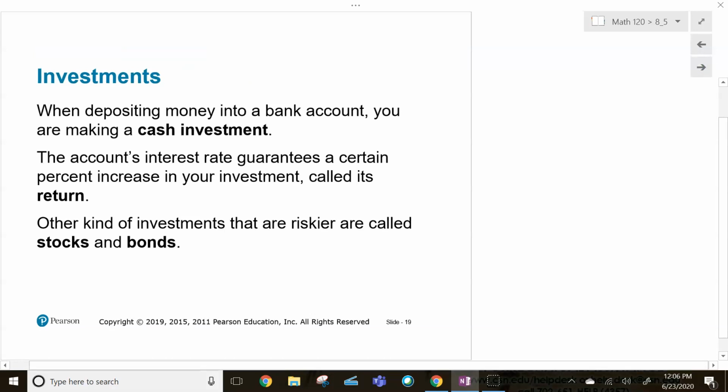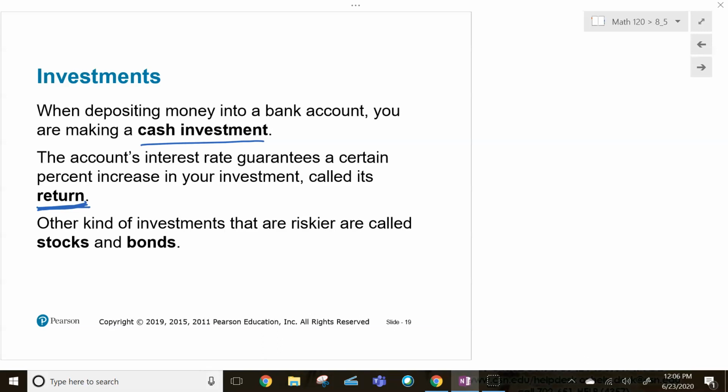All right, a little bit of investment vocabulary here. When you're depositing money in a bank account, you're making a cash investment. The account's interest rate guarantees a certain percent increase in your investment, called return. So the return on your investment, right? There are other kinds of investments that are riskier besides savings accounts with the banks and so on.